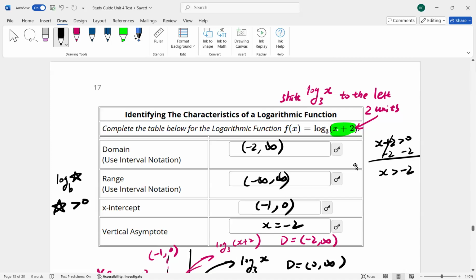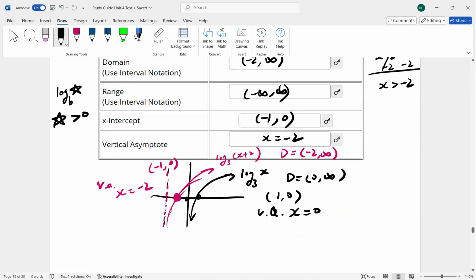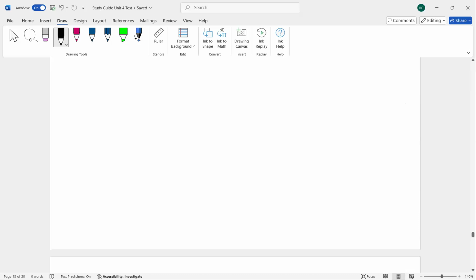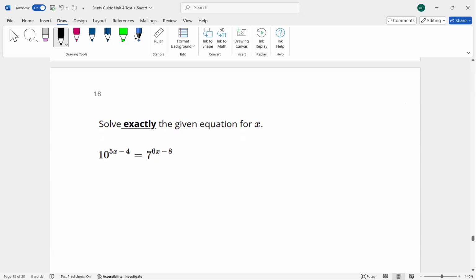That's something we learn from transformation. You move to the left 2 units, and then your x-intercept moves to the left 2 units, and your vertical asymptote moves to the left 2 units. Your domain moves to the left 2 units, right? But range doesn't change. So if you understand the graph very well, which is important, this is not too bad. This is a good problem. Number 18.